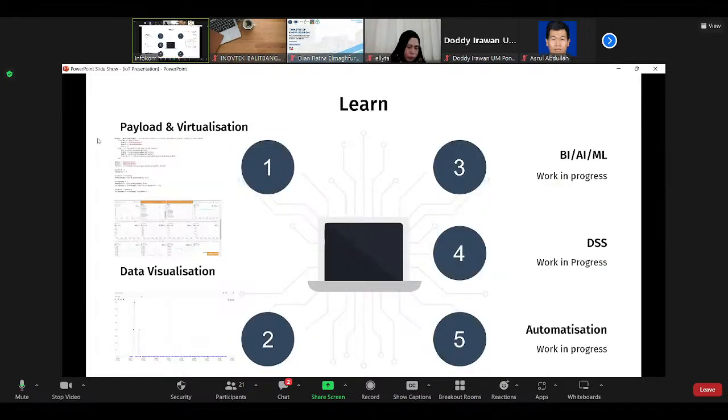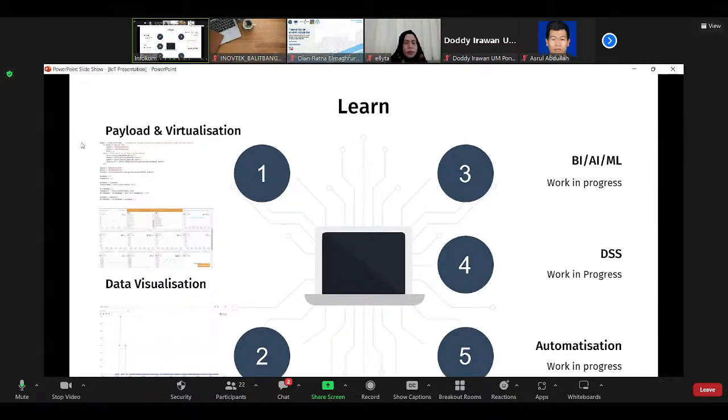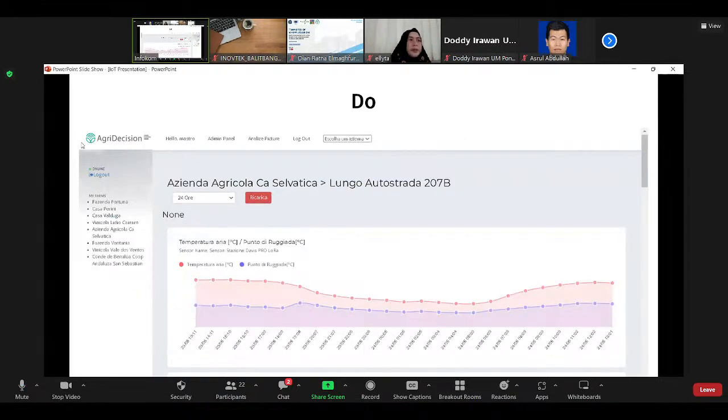So what we have done so far is the payload and virtualization of the data flowing in, and some data visualization. Of course we are working on the BI and AI model to create a DSS, so an alert system, and maybe in the future we can have some automatization. And that's how it looks on the website, basically.